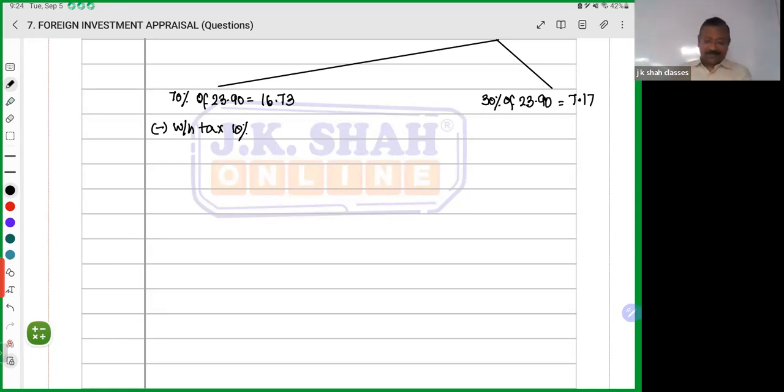Because withholding tax is applicable on whatever you remit. But what you remit is going to be after the withholding tax. So in real life, it is calculated as 10 by 110, just like you would calculate the dividend distribution tax. Right? But in FM, we don't get into that. We just say it is 10%.